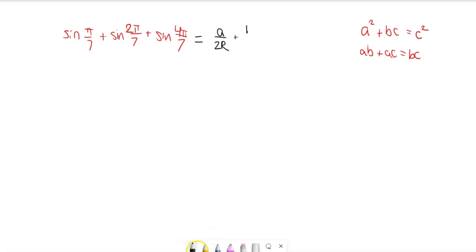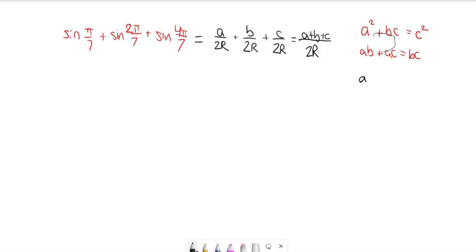So we get a plus b plus c all over 2r, because those denominators are the same. Now let's pause here for a second and go off to the right. There you see I have a couple of Ptolemaic identities written. Now the interesting thing is up above here we have a squared plus bc equals c squared, and below that we have ab plus ac equals bc.